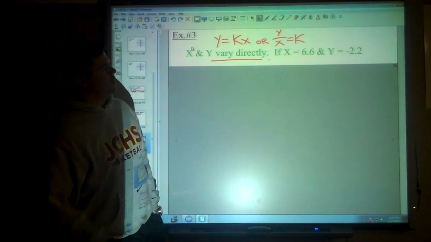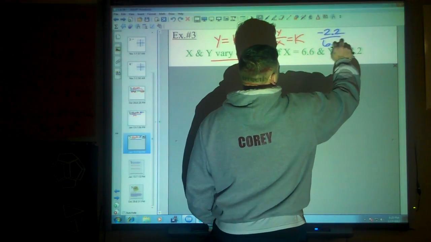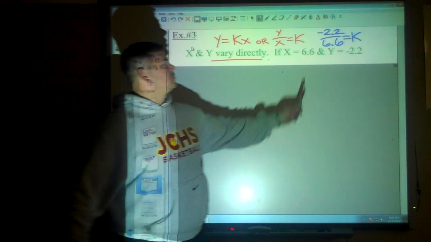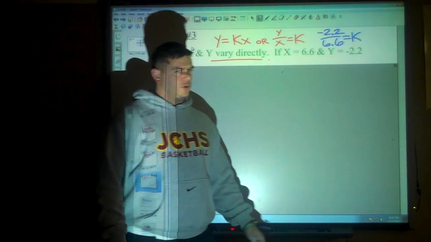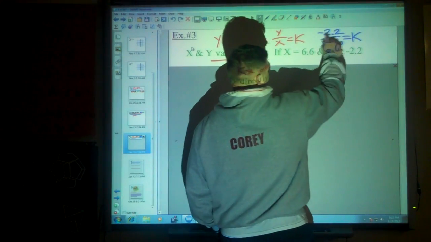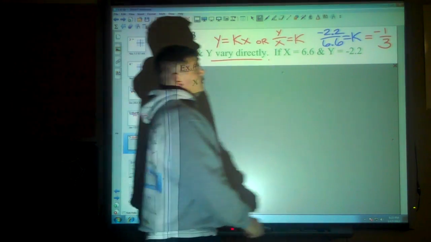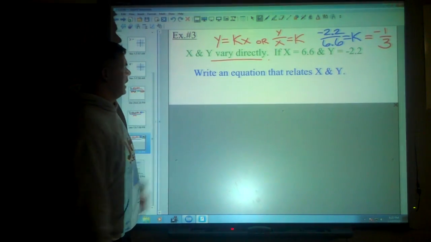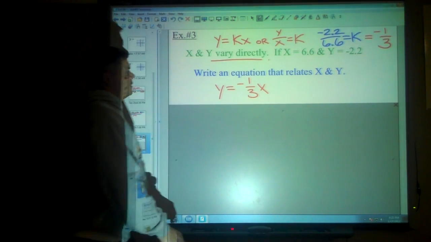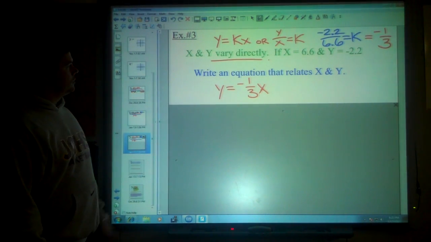What we don't know is the constant, so we substitute the values in. -2.2 over 6.6 is equal to the constant. One of the biggest mistakes is people take 6.6 and divide it by 2.2. It's actually -2.2 divided by 6.6. So one thing you could look at is that's like 22 over 66, which is going to equal -1/3. So writing the equation that relates the two, we'd say y equals -1/3 times x.